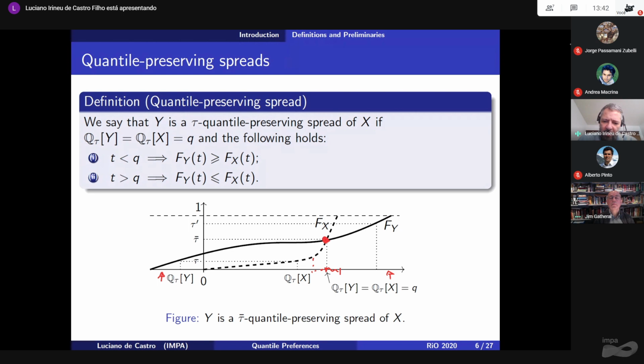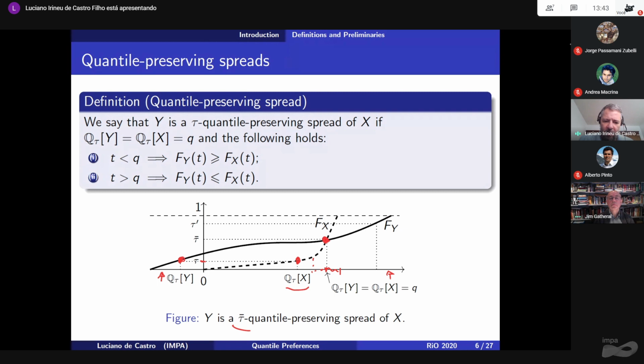And so we can say that y then is a tau bar quantile preserving spread of x, because it stretches x, is more risky than x, but preserves the quantile. So if you look at the behavior of a quantile maximizer for these two assets, if tau, the quantile that you maximize, is low, like this one, you have here y, and you have the quantile of x here. So the quantile of x is small.